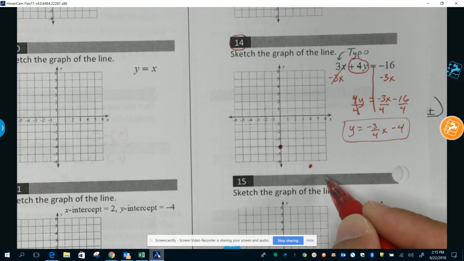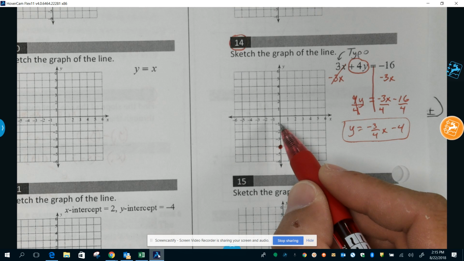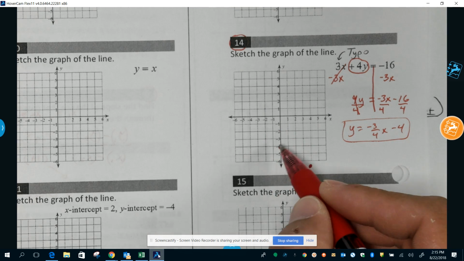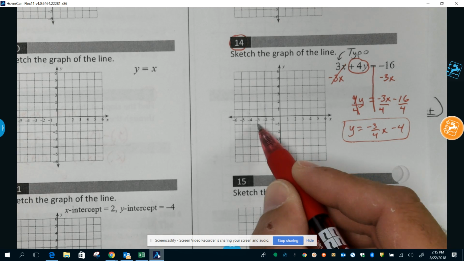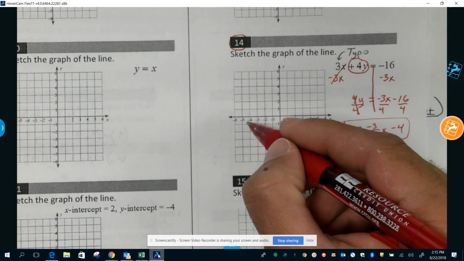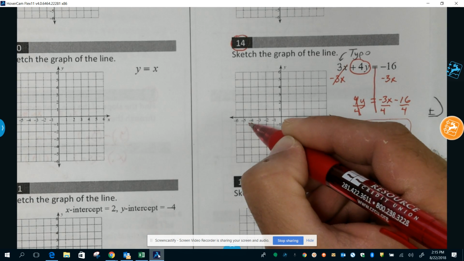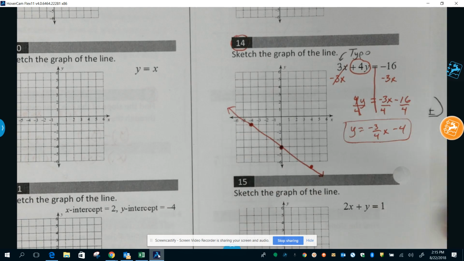Negative slopes go down and to the right. I could also go up 3 and to the left 4, as well. That will also give me a negative slope. Once I have these coordinates, I can plot them. And there is the graph of my line, y equals negative 3 over 4x minus 4.